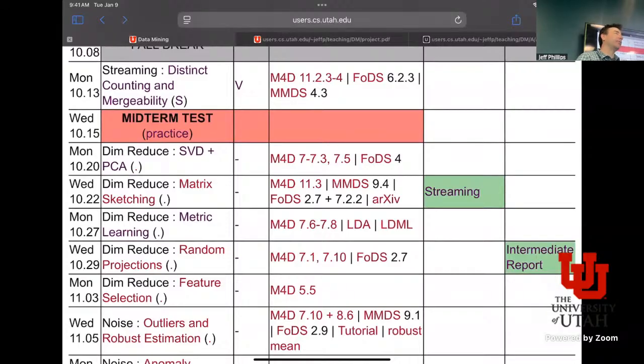If there are regrade requests, you can ask those on Gradescope. I hope the answers are mostly encoded in the Gradescope. If you look at the rubrics, you can usually figure it out. If you're not sure, you can let me know. If you see what the correct answer was, you should be able to tell what the right answer was. But if it's unclear, feel free to ask.